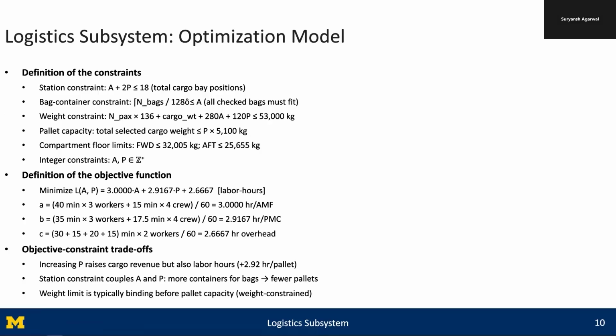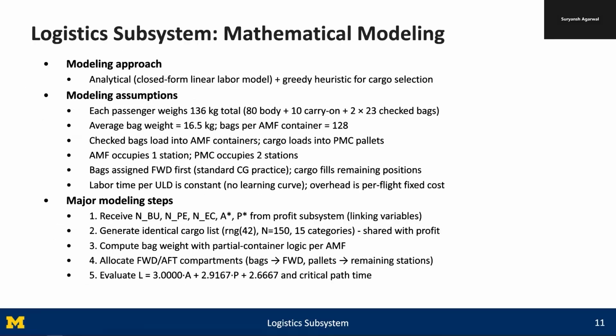The objective function minimizes labor hours based on the coefficients shown on the slide. These coefficients come from worker-minute calculations for container buildup, pallet buildup, and a fixed overhead. The main trade-off is that more pallets increase cargo revenue, but also add about 2.92 labor hours each. We use an analytical approach for the labor model and a greedy knapsack heuristic to select cargo based on profit per kilogram.